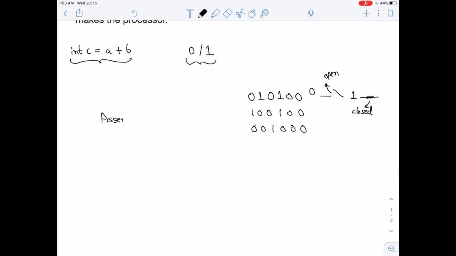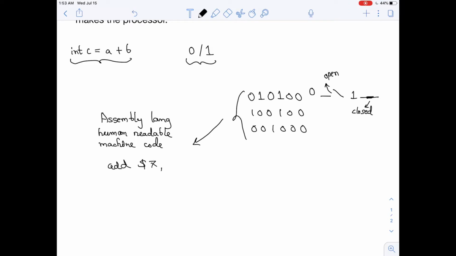assembly language was invented. Assembly language is basically a higher level form of machine code. Basically, assembly language is machine code that is human readable. Suppose an assembly language program for adding two numbers would look something like this. We'll later take a look at what these dollar symbols mean and everything. But basically, assembly language was invented, which was a human readable version of machine code, and it made programming even easier.